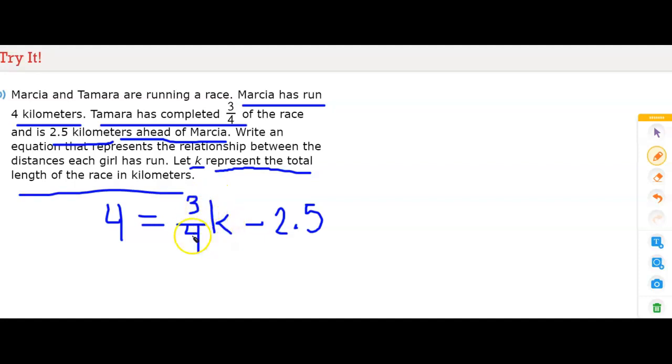As a reminder, we are multiplying 3/4 of Tamara's running times the total because that word of tells us to multiply. So that's why we're multiplying the 3/4 and the K. And so we don't have to solve the equation. They just wanted us to write an equation. So that is all they have asked us to do, and we have done that.